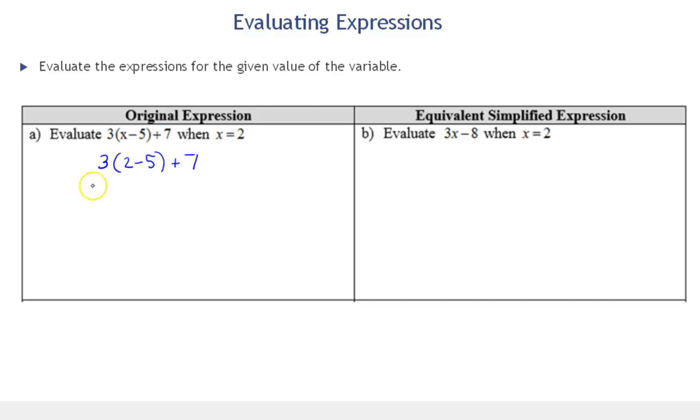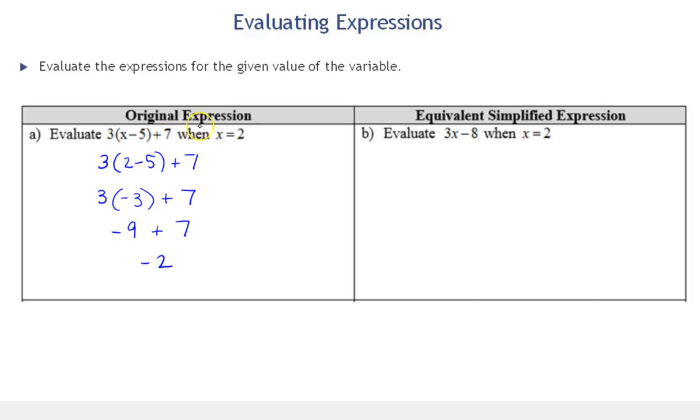Now notice we have all numbers here, and this is a problem you would see in arithmetic class. So we're just going to evaluate this using the order of operations. First we do parentheses. We could distribute, but hey, we can subtract these, so we might as well do that. It's easier. 2 minus 5 is negative 3. Now we have multiplication and addition. Multiplication comes first. 3 times negative 3 is negative 9. And negative 9 plus 7 is negative 2.